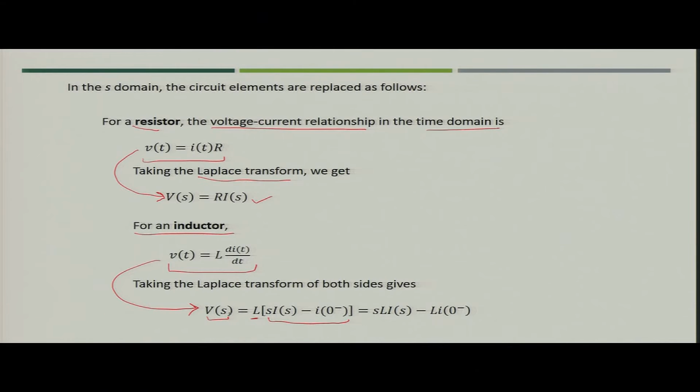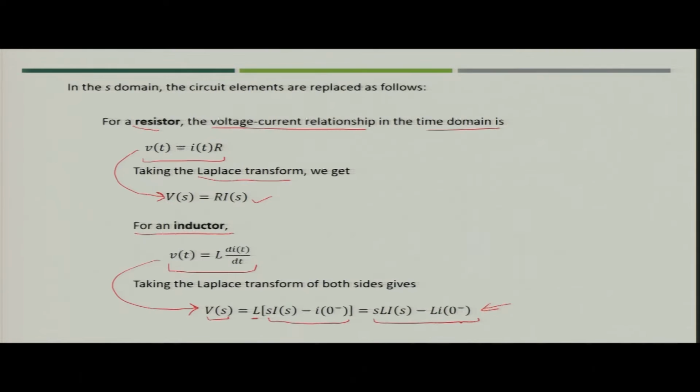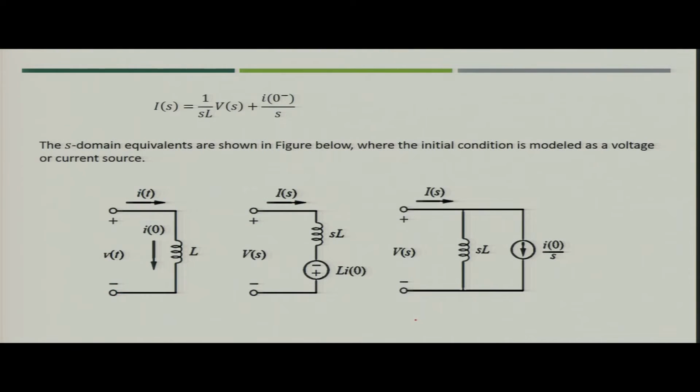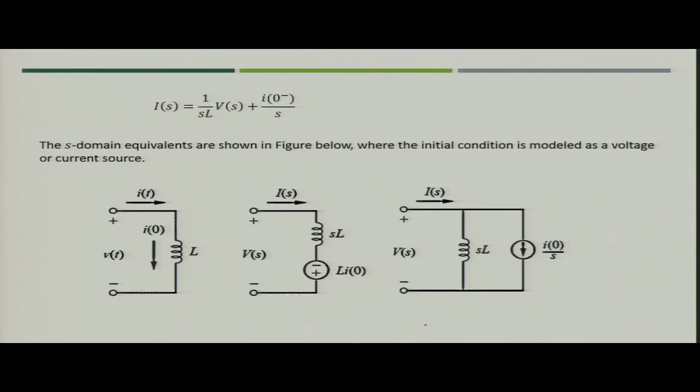So, we can say that the Laplace transform of the inductor voltage is given by s L I(s) minus L i(0), where i(0) is the current at time t equal to 0. This is what we get in the S domain. Next is how we can represent that equation in the circuit. We know that V(s) = s L I(s) minus L i(0).